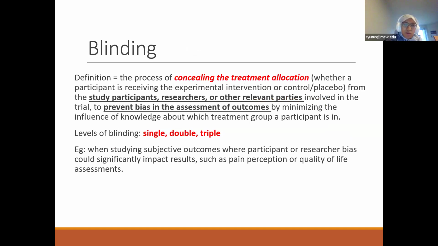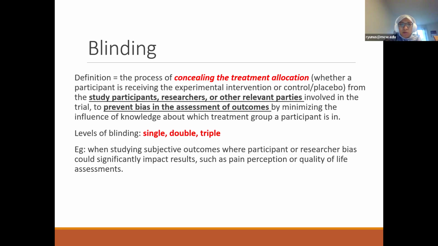Now, the second key feature, which is blinding. Okay, I want all of you to know this is also very important. When you conduct a clinical trial, blinding is a very important concept, and it can occur at different levels. In other words, there are different types of blinding. Okay, but before we go into that, what is blinding? So from the word itself, blind, right? It means you cannot see something, or something's being hidden from you.